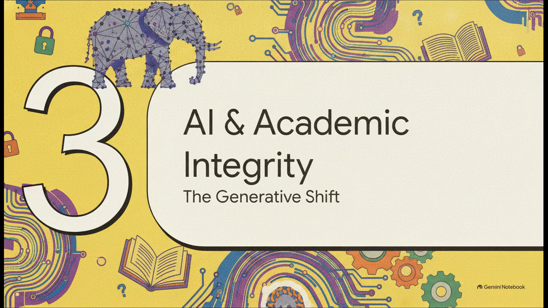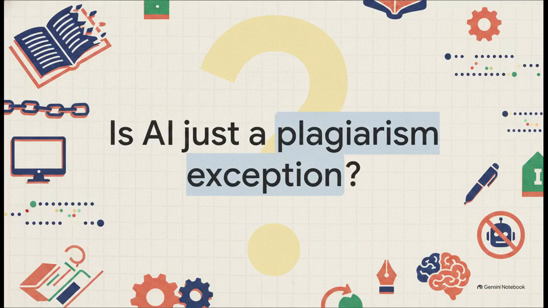Section 3. AI and academic integrity. Which brings us to the giant elephant in the modern research room: generative AI. The sudden explosion of tools like ChatGPT has completely disrupted our traditional notions of academic integrity. So, what does this all mean? I want to pose this question to you. Is AI just a plagiarism exception?